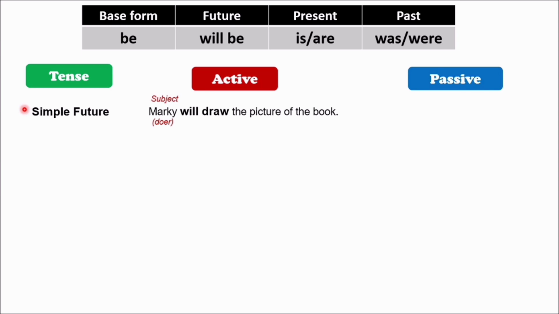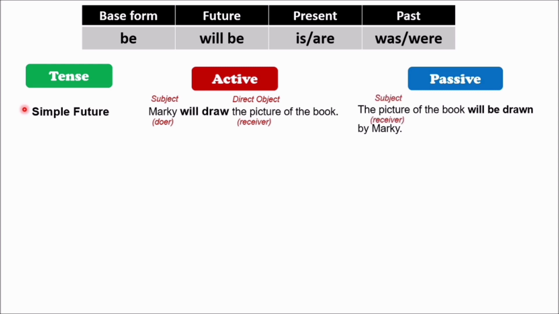The picture of the book is now the direct object, the receiver of action. If we're going to transform this sentence to passive voice, it's this. The picture of the book will be drawn by Marky. Again, the picture of the book is the subject, which is now the receiver of action.